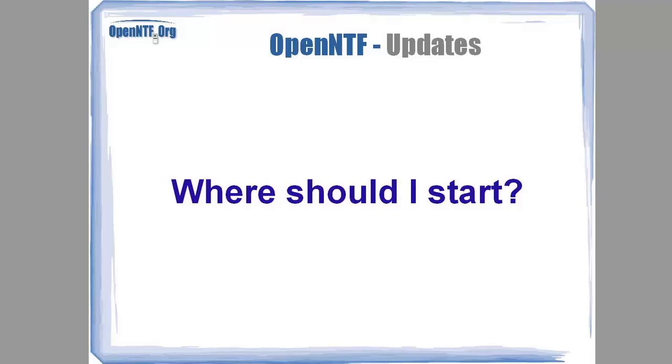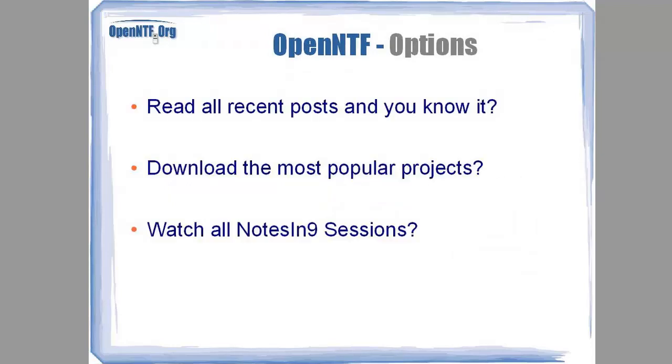So the question everybody has is, where do I start? Here's OpenNTF. It's this great resource. What do I do now? We've tried over the years to include search capabilities and categorization and so forth, but even with those kinds of tools in place, it's just overwhelming. And so what are you supposed to do?